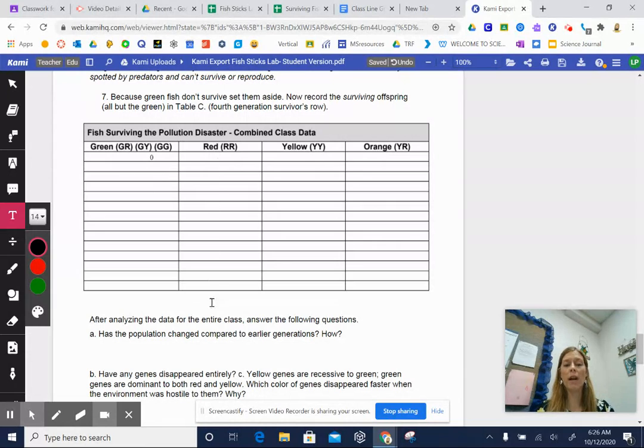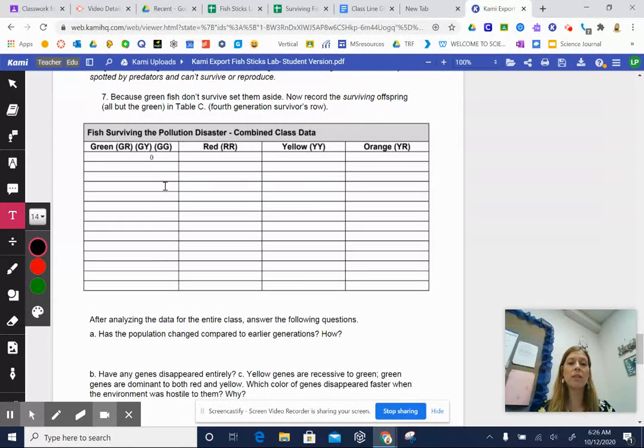But now you should record how many red fish you had, how many yellow fish you had, and how many orange fish you have. You should already have that information in here. If you don't, then you missed something in the previous assignment, so you need to back up and go back. But if you have put your numbers, remember, you should only have 1 row because this was designed to be done as a whole group in class.